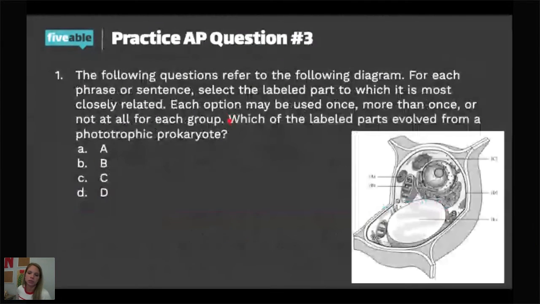The following questions refer to the following diagram. Sorry, I know the diagram's kind of small. For each phrase or sentence, select the labeled part to which it is most closely related. Each option may be used once. So which of the labeled parts evolved from a phototrophic prokaryote?